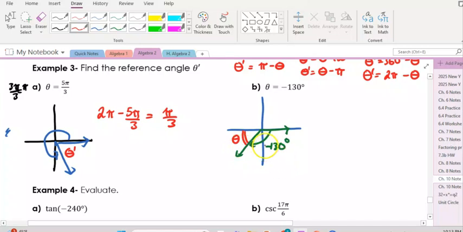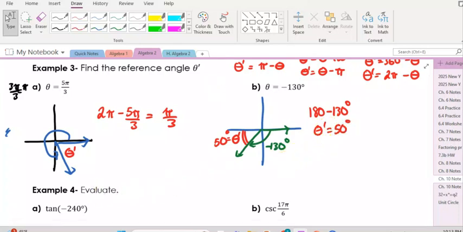Now this is a little different because you're negative. So what I would personally do is I would do 180 minus 130 degrees. And what you're finding out is that this is 50 degrees. So your reference angle is 50 degrees. So it's a little bit of common sense.